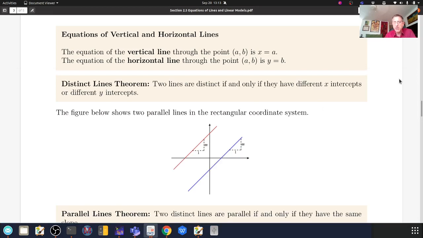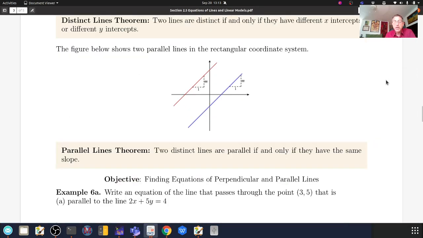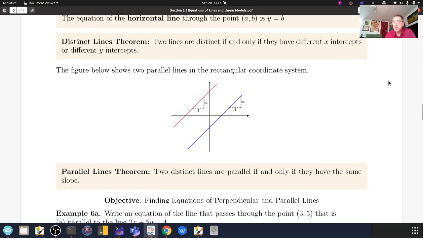So don't memorize, because one can memorize without understanding, and we want understanding. So here's the theorem. It's called the distinct lines theorem. It's one I made up. It's not in the book. I don't think the book uses the term theorem. I'm very opposed to that.